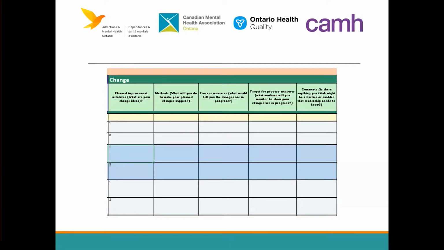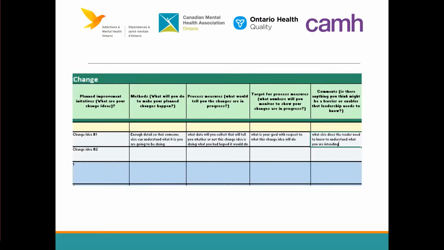So I put a couple of examples in here because I wanted to show you a couple of things about this spreadsheet. It is an Excel template, and it's unlocked. That means you can add rows and you can add things. So here's change idea number 1 in your first row. The first box there under methods should have enough detail that someone else can understand what it is you're going to do.